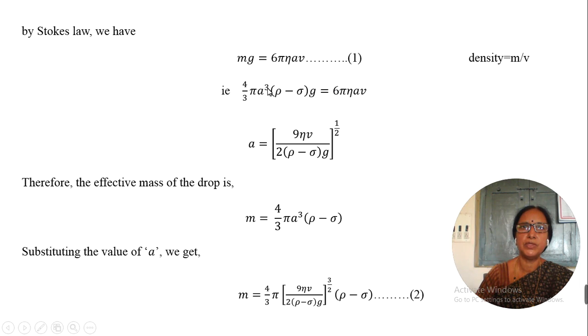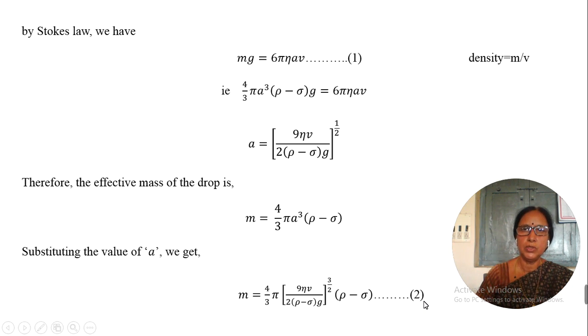One a cancels with one a on the left hand side. Therefore, a is equal to the square root of 9 eta v divided by 2 into rho minus sigma into g. Substituting this value of the radius in the mass formula, volume into density, we get the effective mass of the drop as this. Let me call this equation number 2, and we use this equation at the end of the calculation.